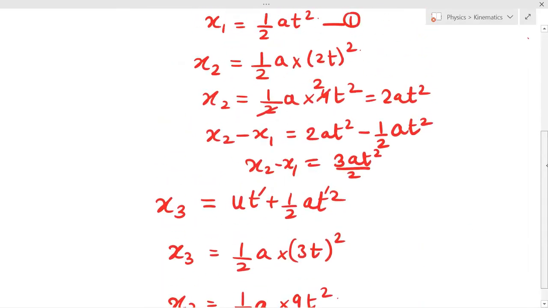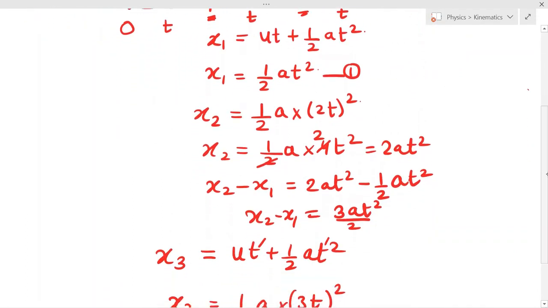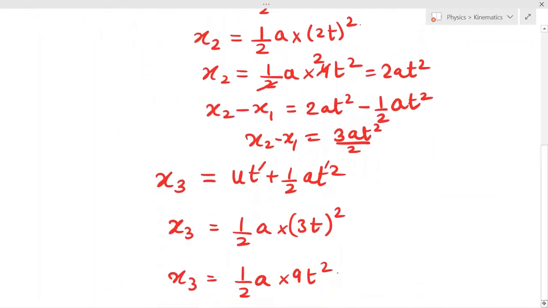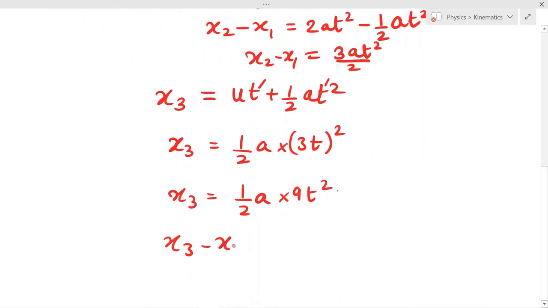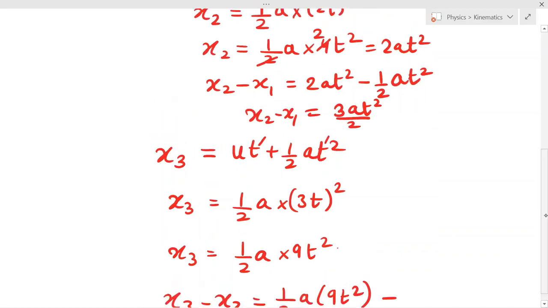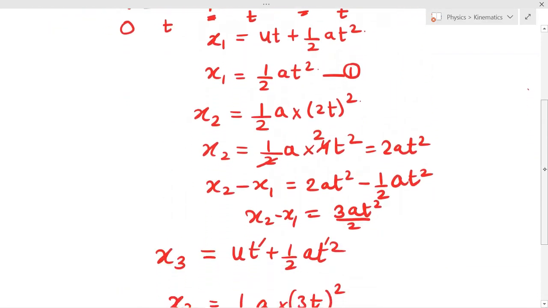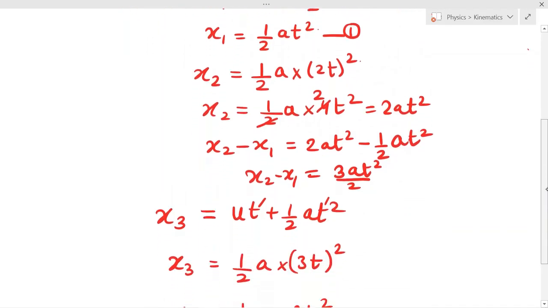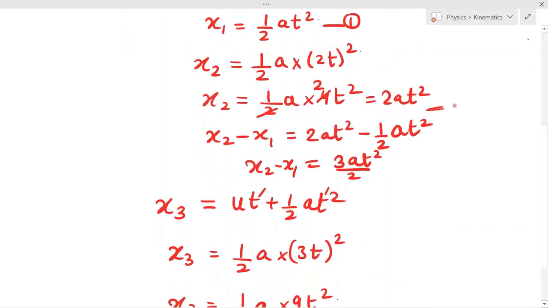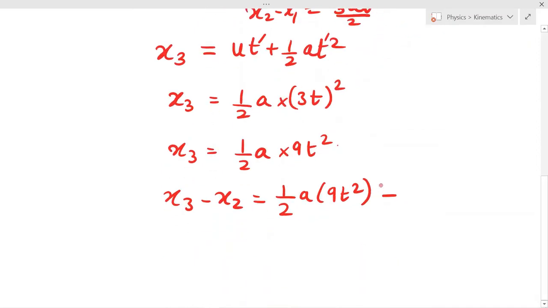Now what is the distance covered in this time interval t? It will be x3 minus x2. So x3 minus x2 is, x3 is half a 9t square minus x2. x2 is half a 4t square, that is x2 is 2at square. So minus 2at square. So this will be 5at square by 2.